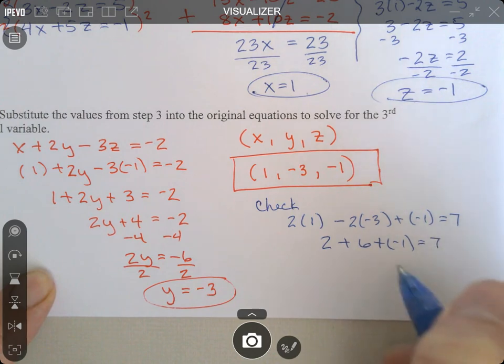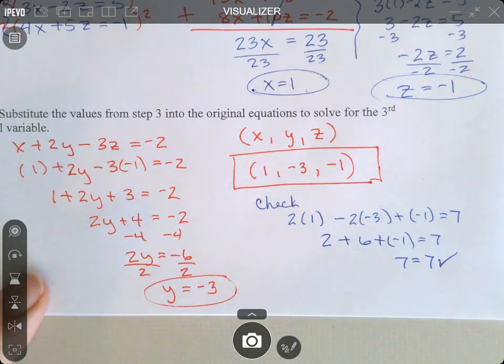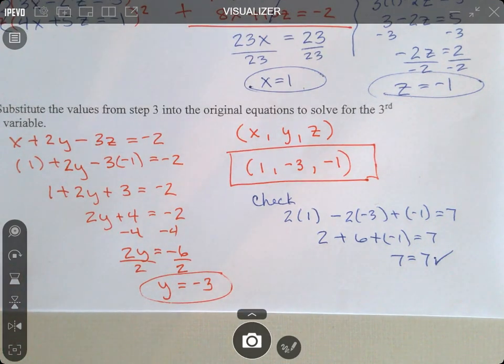And I do agree that 7 equals 7. So I'm happy with my answer. Again, you want to triple check or double check, then plug it into the third equation and see if you get a true statement. When you're checking, always go back to the original.